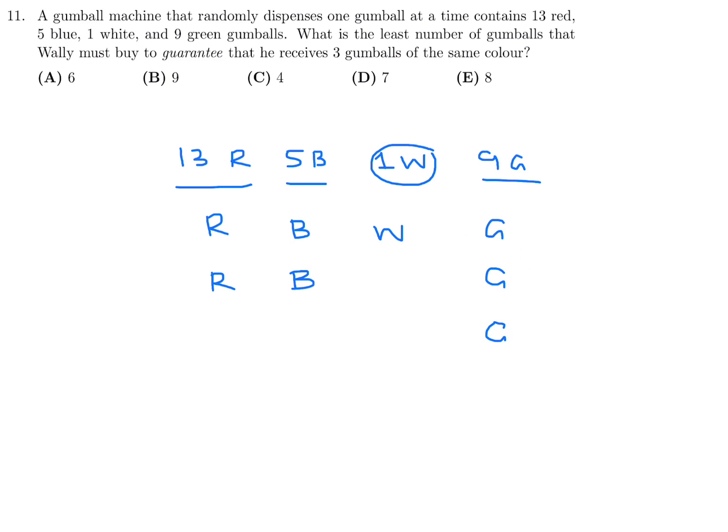So how many did I choose? 1, 2, 3, 4, 5, 6, 7, 8. 8 is the least number of gumballs that Wally must buy to guarantee that he receives 3 gumballs of the same color. So number 11, the answer is E.